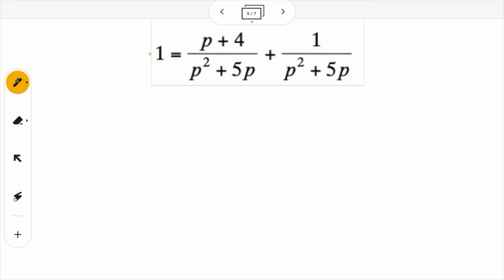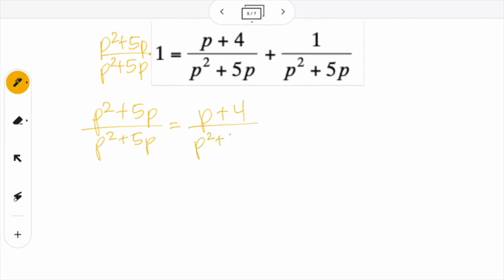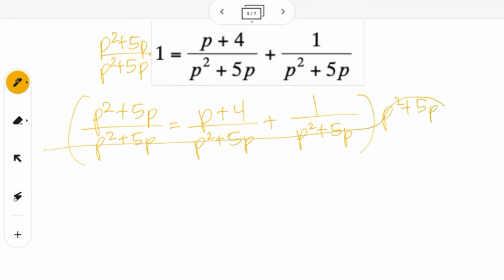This one looks a little bit easier right off the bat because the denominators already match. So I really just need to multiply this one by p squared plus 5p on top and bottom. And I'll write it all the way out so you can see. And then we would multiply the whole thing by that denominator, and it cancels.